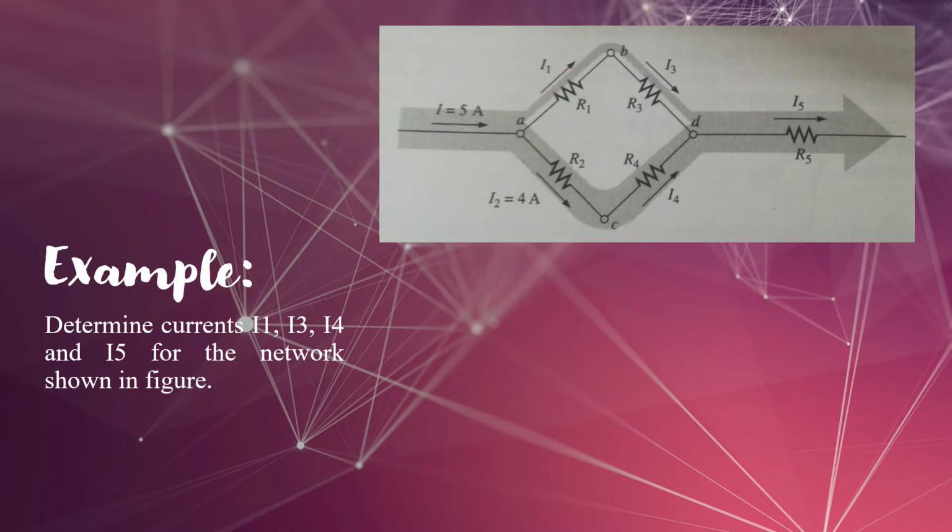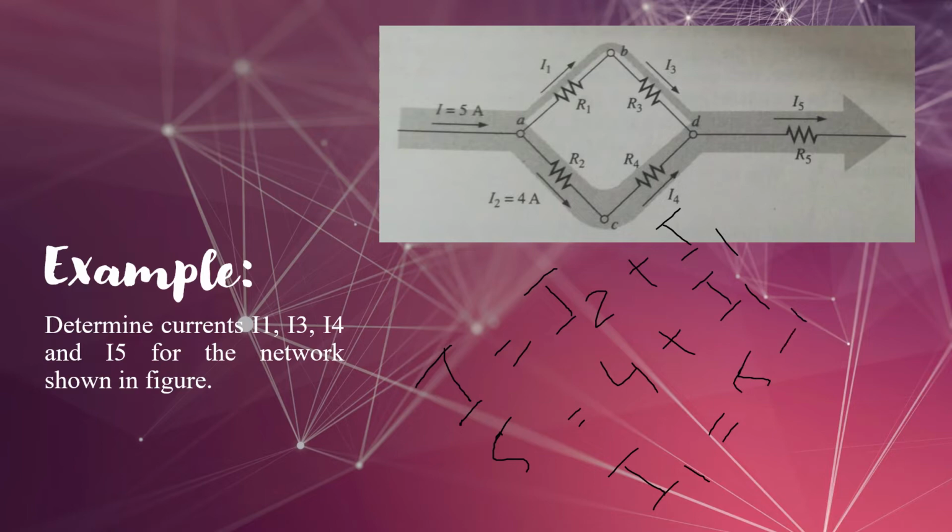When we apply Kirchhoff current law to this node, we see that the current entering the node, I, is equal to the sum of current leaving the node, I2 plus I1. We have the value of I, which is 5, and the value of I2 is 4. We have to find the value of I1. So I1 is equal to 5 minus 4. So I1 is equal to 1 ampere.